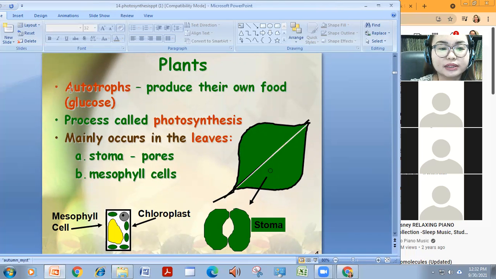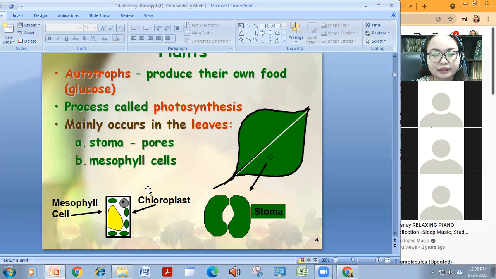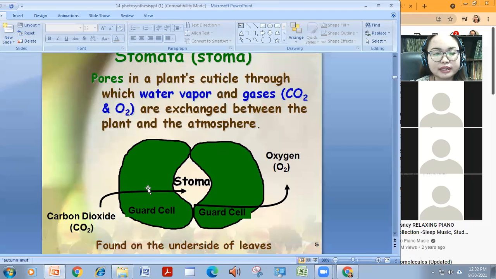So we have the so-called autotrophs, no? Meaning they produce their own food, no, to produce glucose. And these are basically all plants. And this is called photosynthesis, and mainly occurs, of course, in the leaves through the stoma or pores and the mesophyll cells. So the stomata, it looks like this.